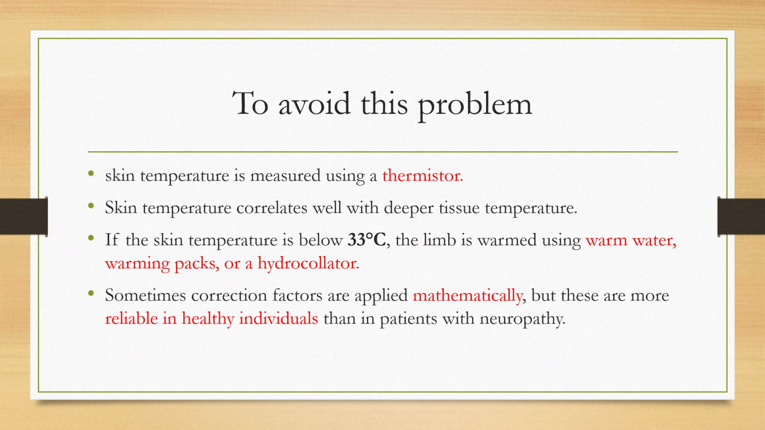To avoid this problem, skin temperature is measured using a thermistor. Skin temperature correlates well with deep tissue temperature. If the skin temperature is below 33 degrees, the limb is warmed using warm water, a warming pack, or a hydrocollator. Sometimes correction factors are applied mathematically, but these are more reliable in healthy individuals than in patients with neuropathy.